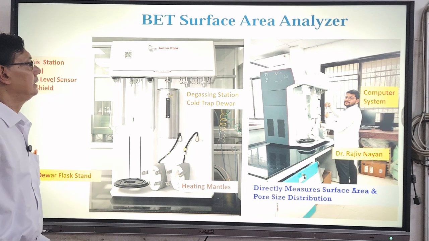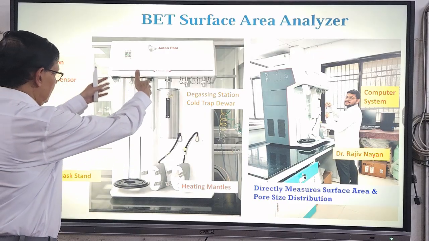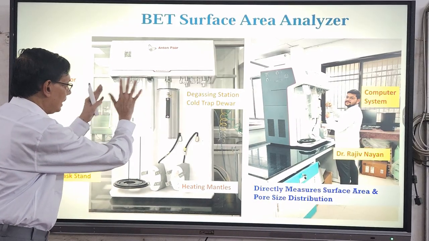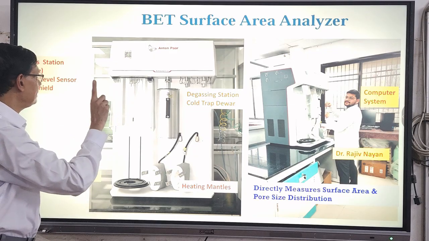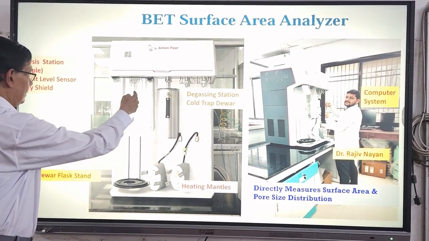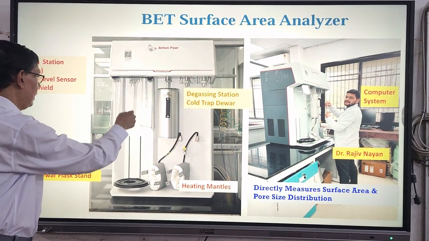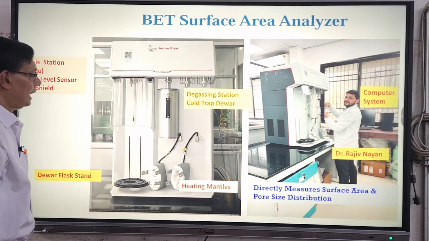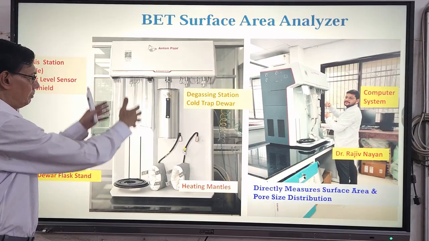As I have already discussed, there are two important parts. The first part you see is called the analysis station, and there is a transparent glass shield for protection. There is only one sample holder here, where we'll put the sample. There is also the coolant level sensor, and this is the Dewar flask stand. Here we will keep the liquid nitrogen filled Dewar flask, capacity 3 liters. So that is the one part.